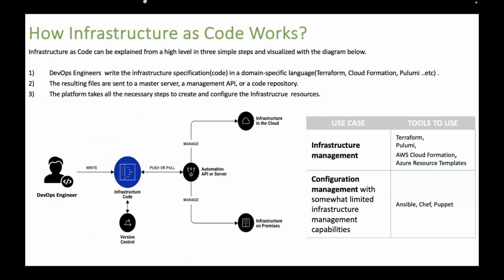Okay, so how does infrastructure as code work? Infrastructure as code can be explained from a high level in three simple steps, and visualize this diagram below. See, as a DevOps engineer, we are responsible for writing the Terraform script.